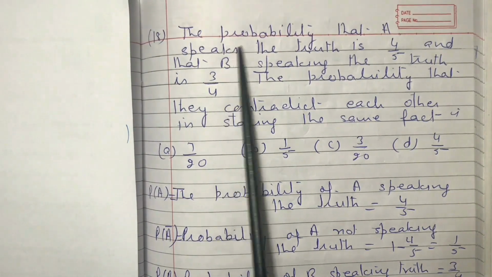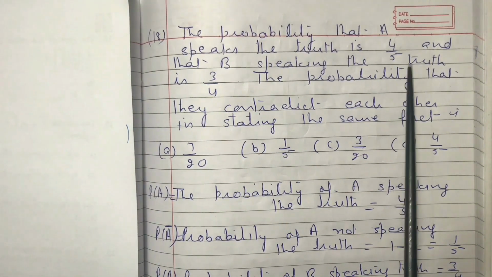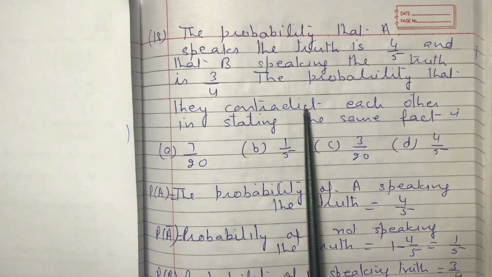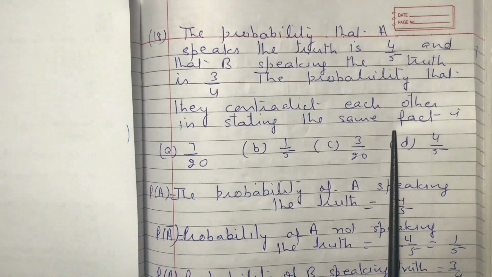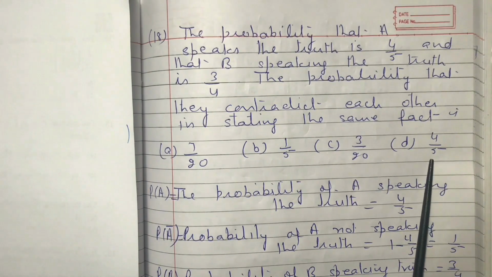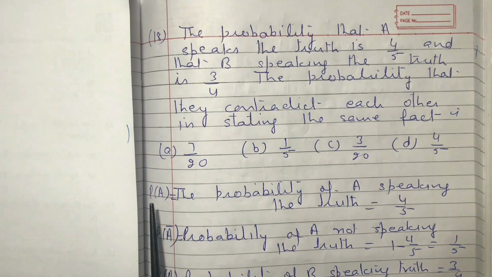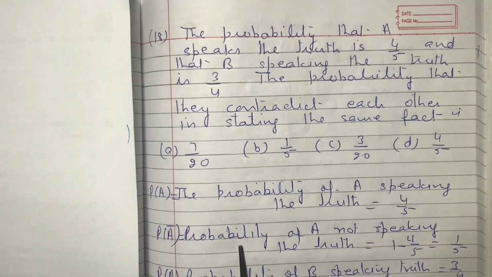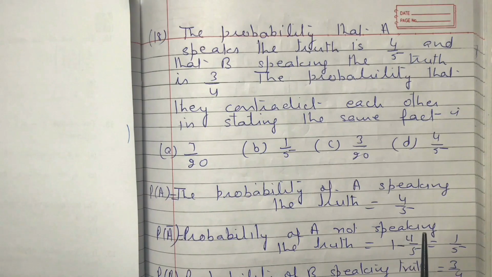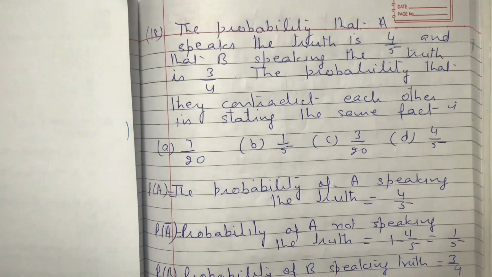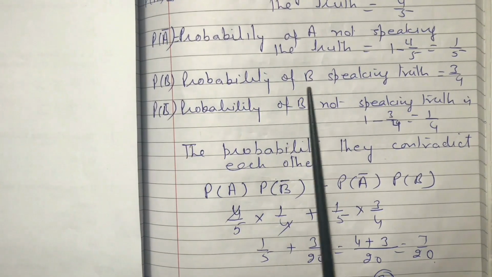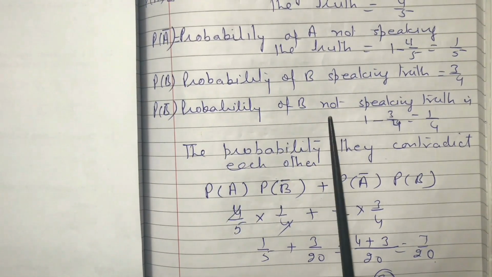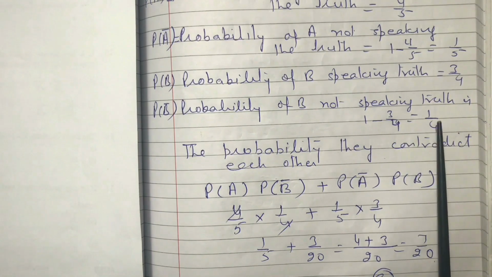Now the 18th question is, the probability that A speaks the truth is 4/5. And B speaking the truth is 3/4. The probability that they contradict each other in stating the same fact is, there are again 4 options. Then first I'll find probability of A. It means the probability of A speaking the truth is 4/5. Probability of A not speaking the truth is 1 - 4/5, that is 1/5. So probability of B speaking the truth is 3/4. So P(B bar), probability of B not speaking the truth is 1 - 3/4 is equal to 1/4.